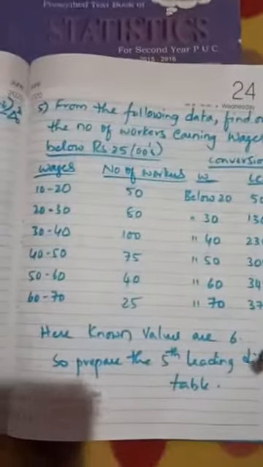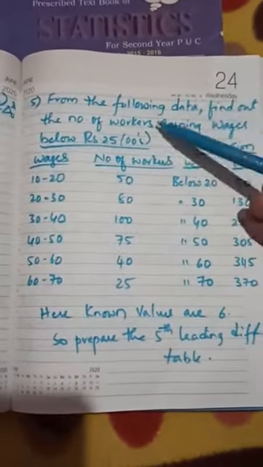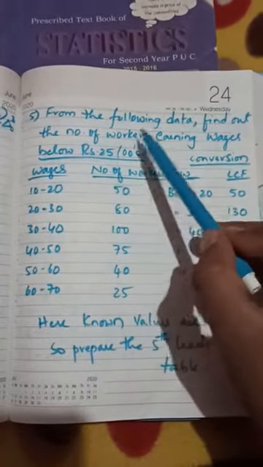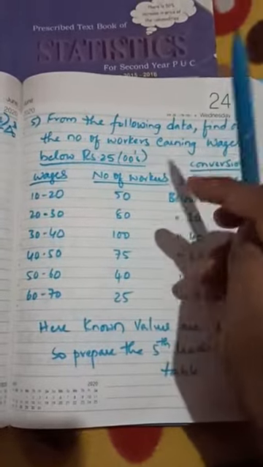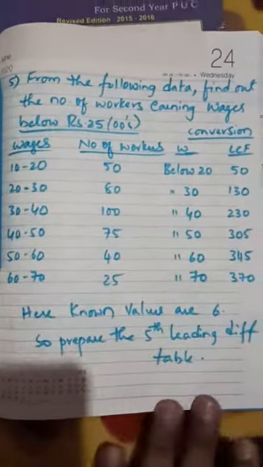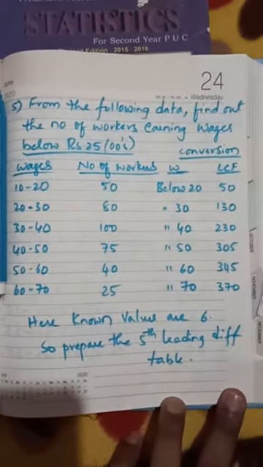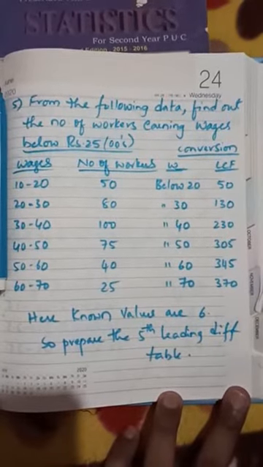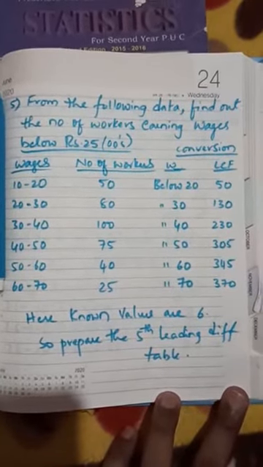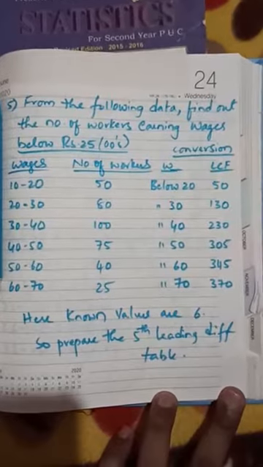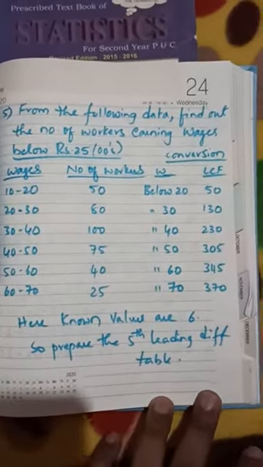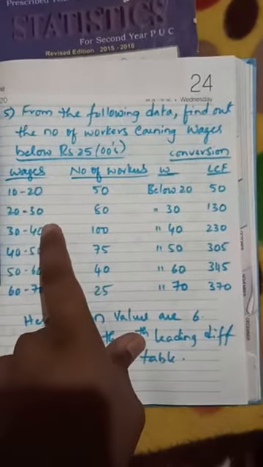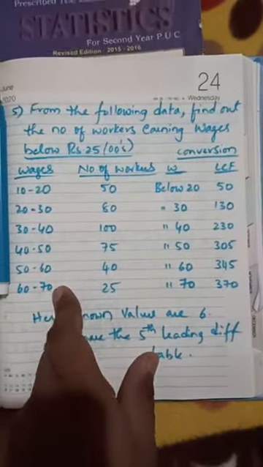See, I have given one more problem as an example. Following data, find out the number of workers earning below rupees 25. So one more problem, look here. Below rupees 25 is asked, but the wages are given in regular class intervals and the frequencies are also given as regular frequencies. Convert that first. Below is asked, so convert this also: below 20, below 30, below 40, below 50, below 60, below 70.